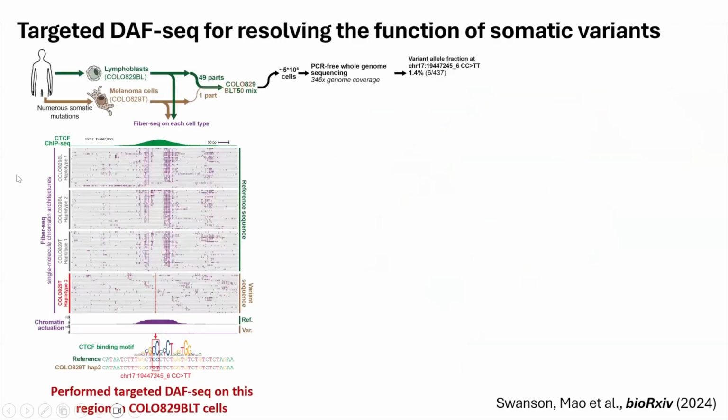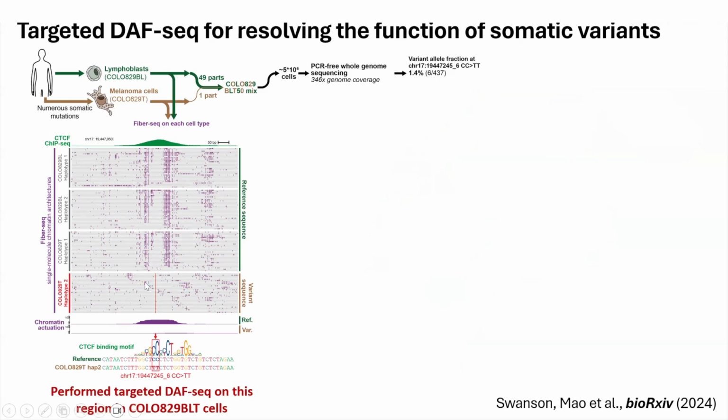To accomplish this as part of the SMaHT network, we took a mixture of a melanoma cell line as well as a lymphoblastoid cell line, where we knew there was a variant impacting the chromatin that only had a variant allele fraction of 1.4%. So this would be considered a rare somatic variant.